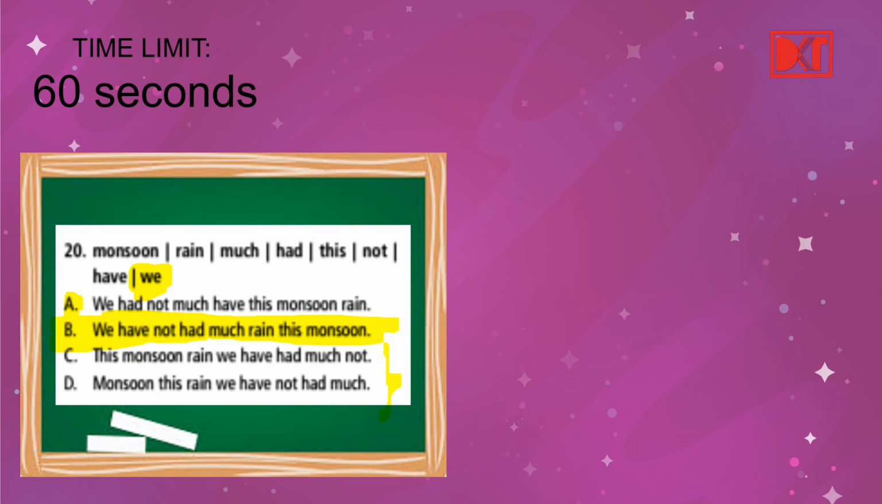Like here, this monsoon rain we have had much not. Doesn't make sense. The monsoon, this rain we have not had much. This is all jumbled words, gibberish English. So the correct answer is B. Now we are done with the questions on jumbled words. I hope you have understood the basic strategy that you can adopt in solving these kinds of questions.